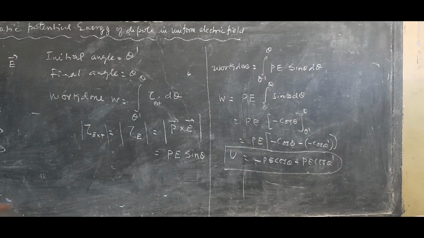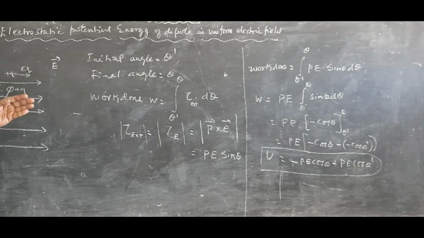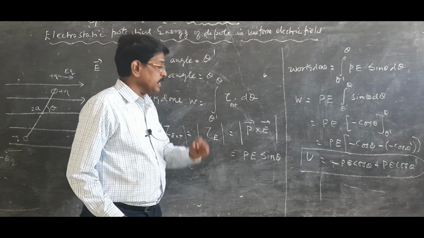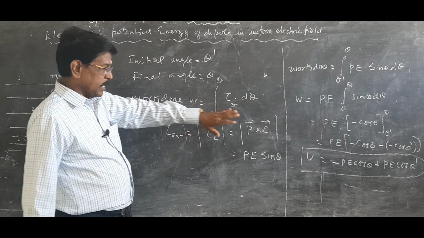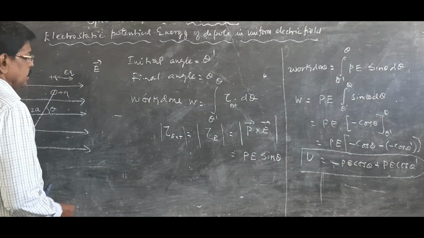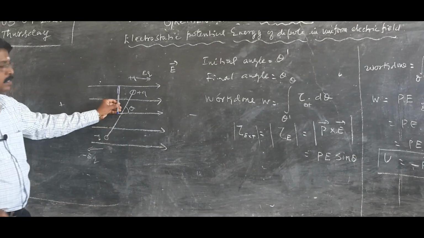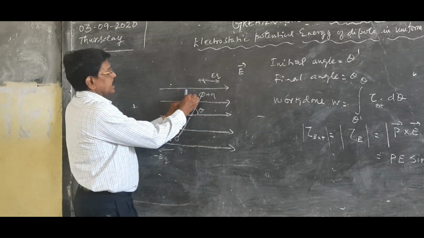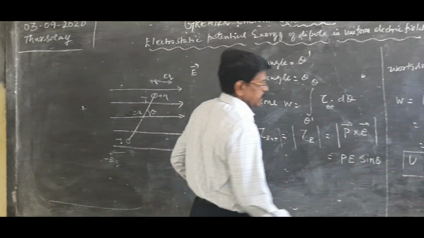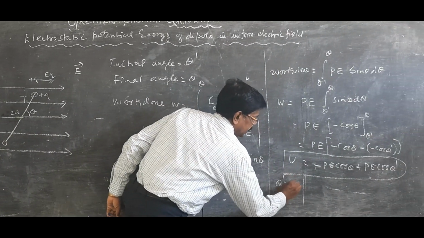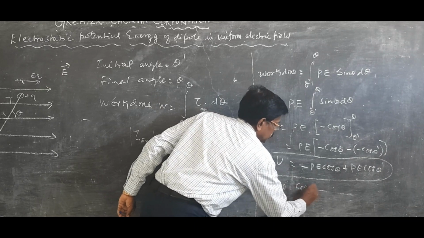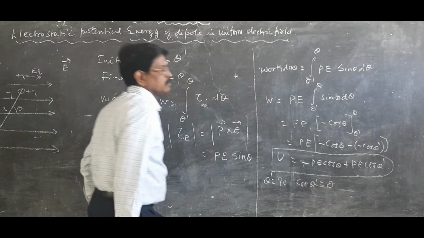So electrostatic potential energy is minus PE cos theta plus PE cos theta dash. What is theta? Theta is the final angle. Theta dash is the initial angle. Suppose you assume the initial angle is like this. So what is the angle? Angle is 90 degree. In this case, if the initial angle theta dash is 90 degree, cos theta dash is equal to 0.